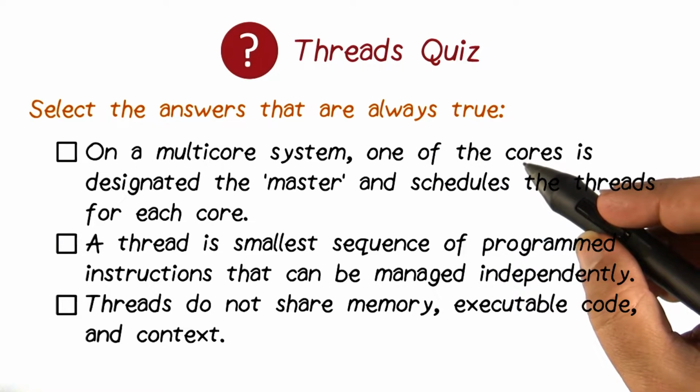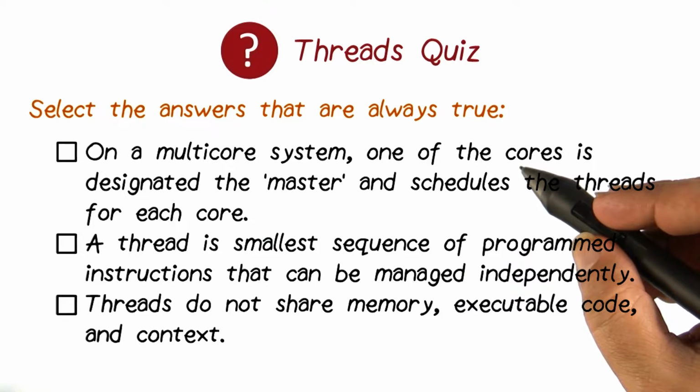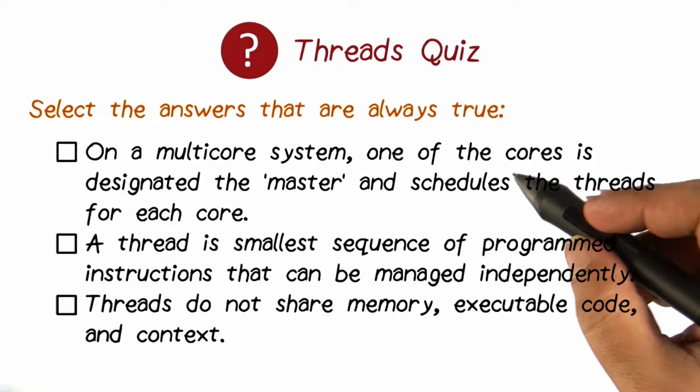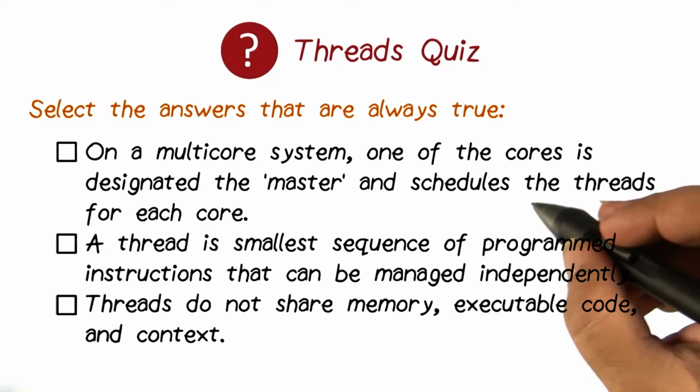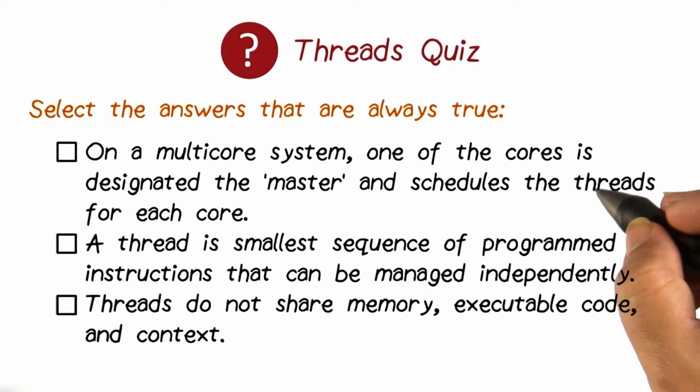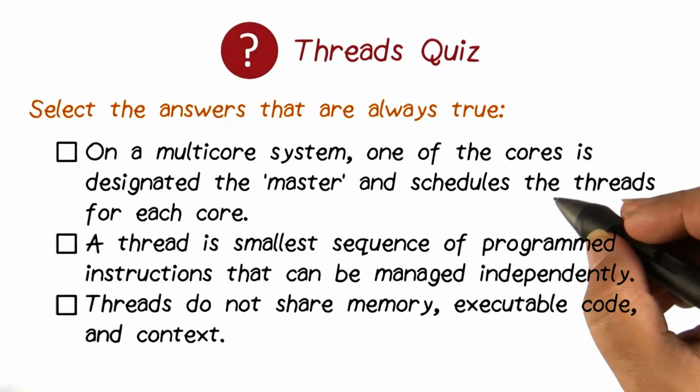So the first statement is, on a multi-core system, one of the cores is designated as the master and schedules the threads for each other core. Is this always true or not? The second one is, a thread is the smallest sequence of programmed instructions that can be managed independently. And the third one is, threads do not share memory, executable code, and context. Again, please make sure you mark only those statements which are always true. Please go ahead and mark your answers now.